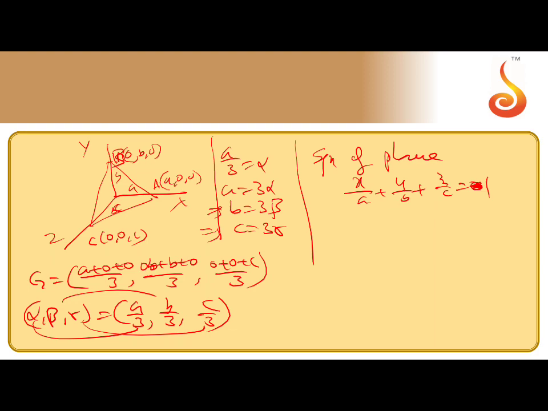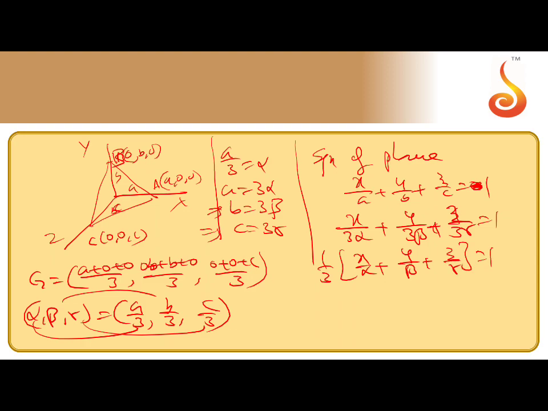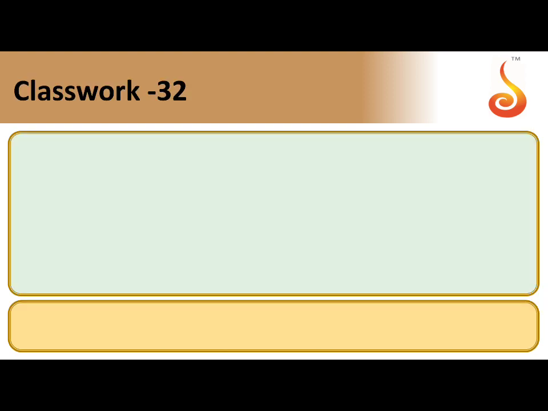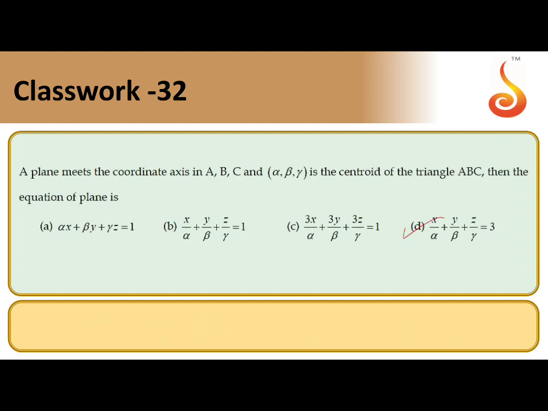A, B, C are the intercepts of the plane. Now what is the A value? 3 alpha, 3 beta, and 3 gamma, equal to 1. Now 1 by 3 common: x by alpha plus y by beta plus z by gamma equal to 3 is the answer. So this is also a very good question. Check the answer, correct or wrong. Option B is the right answer. So clear?